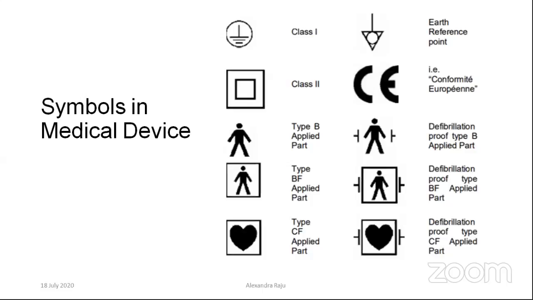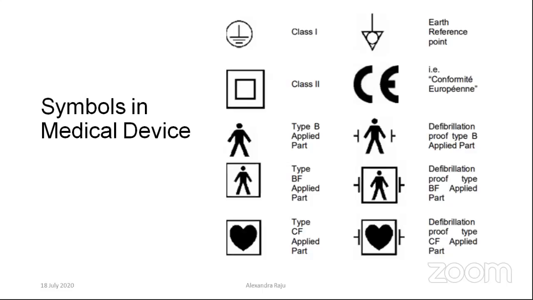Taking an equipment which is using accessories, for example, ECG equipment, you can see this kind of symbols. Either this class 1 can be seen in an ECG machine, and also a type CF applied part symbol can be seen in an ECG machine. So what is the difference between B, BF and CF?